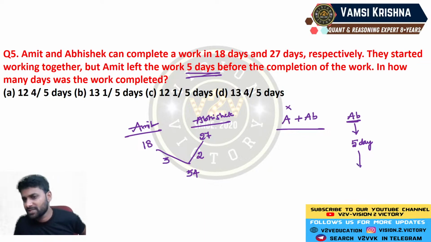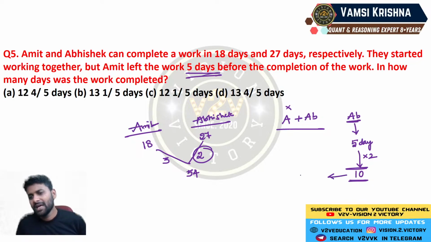And you know the efficiency of Abhishek. Abhishek does 2 units per day. He works for 5 days. So the person completed 10 units, then the whole work is completed. Now, what do you understand from that? See, the remaining 44 units are completed by both Amit and Abhishek.